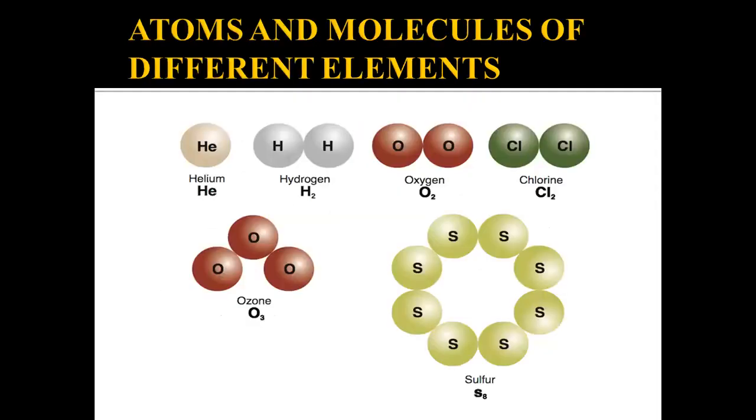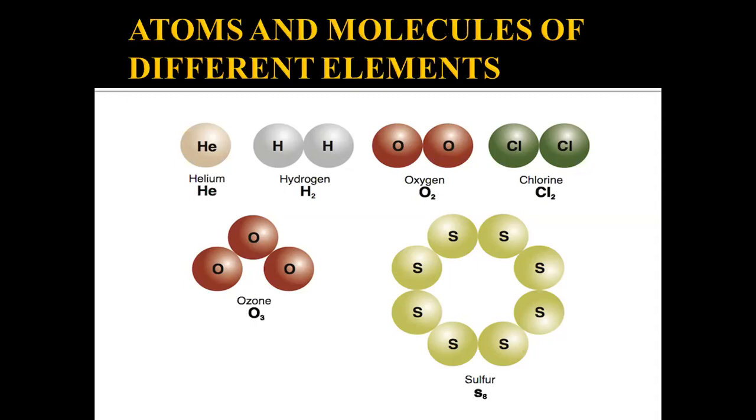These are the examples of atoms and molecules of different elements. You see helium, it is made up of only atom helium. In case of hydrogen, oxygen, chlorine, ozone and sulfur, they contain molecules. How? In case of hydrogen, the molecule of hydrogen is made up of two hydrogen atoms.